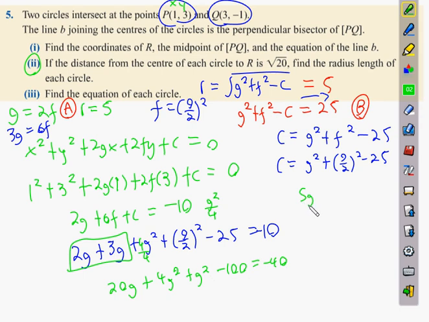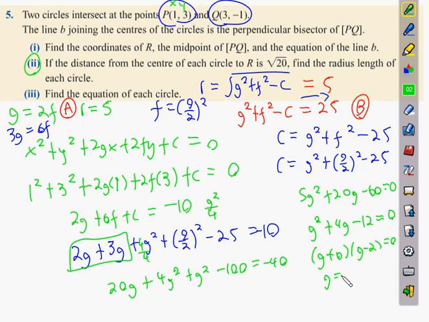5g squared plus 20g minus 60 equals 0. Please work out. g squared plus 4g minus 12 equals 0. g plus 6, g minus 2 equals 0. g equals minus 6, g equals 2.